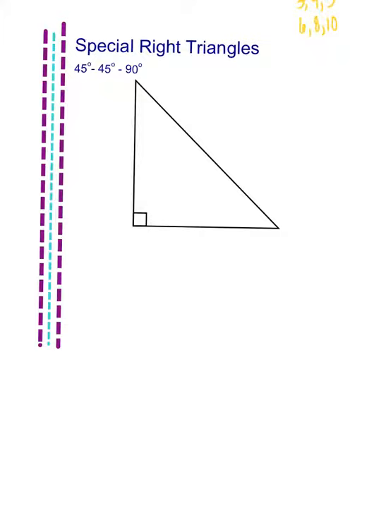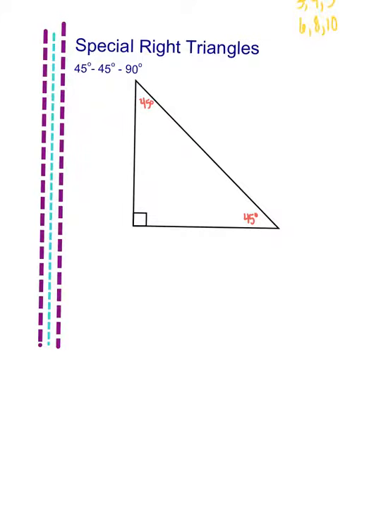Okay, so now we're going to look at special right triangles. There's two that we are going to use a lot in this whole unit. The first one's a 45, 45, 90 triangle. So that means that you've got 45 degrees for my angles, my two acute angles, and a 90-degree angle, of course.